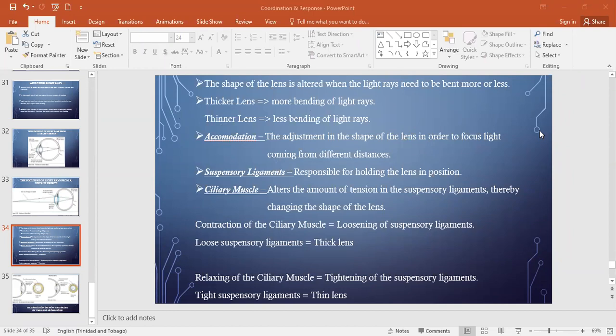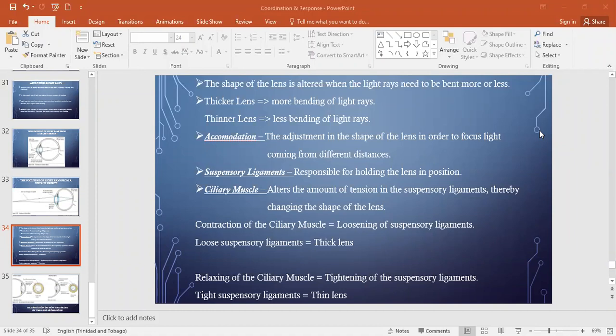All right, when you have a thicker lens, it means that you have to bend the light rays more. Hence the reason your lens needs to be thicker, for that extra bending of light rays. When you have a thinner lens, the light rays won't be bent as much. And the whole adjustment of the shape of the lens, whether thicker or thinner, is referred to as accommodation.